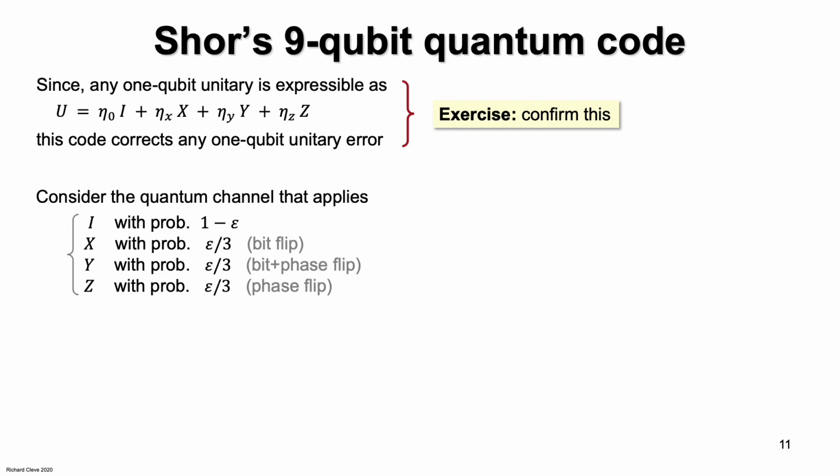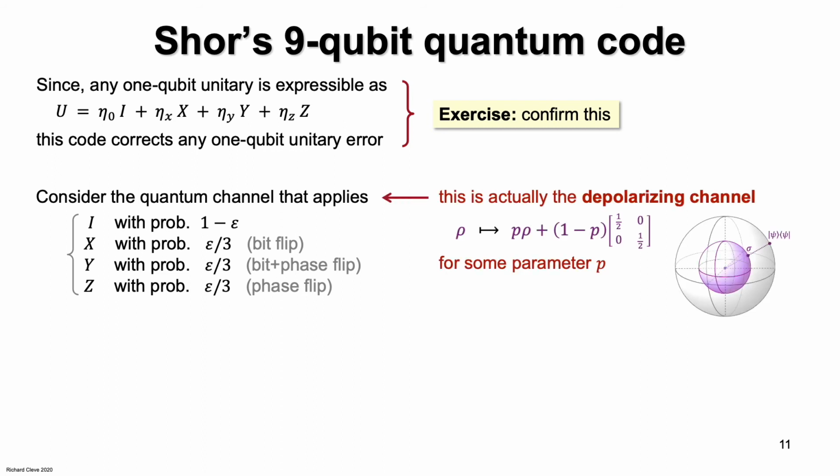This is actually another way of describing the depolarizing channel that maps each state to a convex combination of that state and the maximally mixed state. In other words, it shrinks the Bloch sphere towards the center.